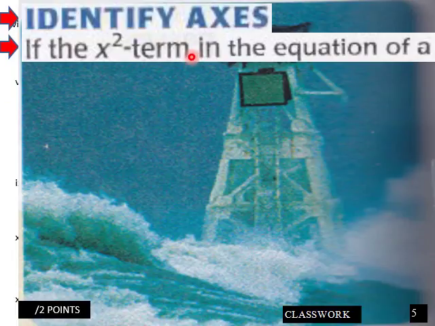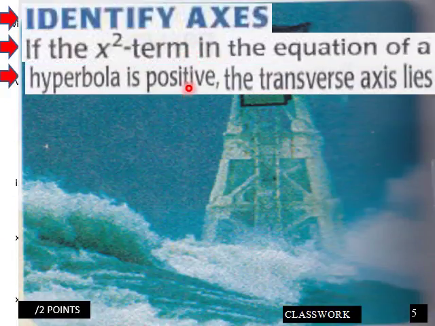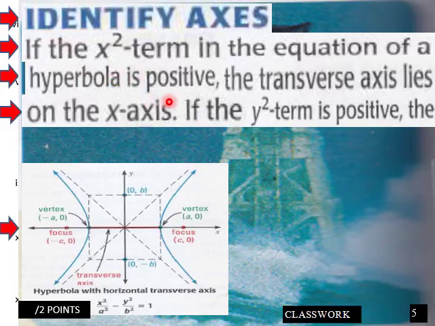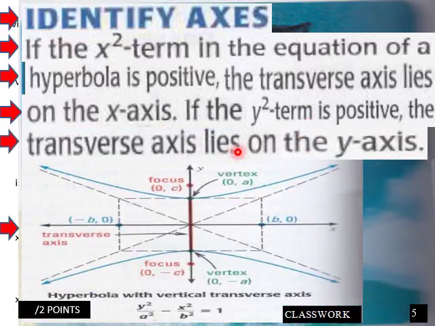Identify axes. If the x squared term in the equation of a hyperbola is positive, the transverse axis lies on the x-axis. So that's another way of looking at it. You have this situation here. The x squared term is the first term over a squared, and it's positive. Then the transverse axis lies on the x-axis. This would be the transverse axis. If the y squared term is positive, then the transverse axis lies on the y-axis. We're somewhat reiterating what we've just covered, but there's a lot going on here, so it's good. Reiterations are a good way of reinforcing something new that we're learning.